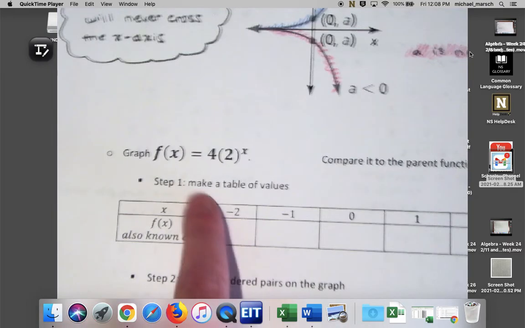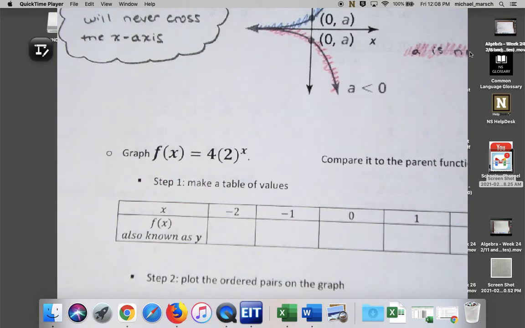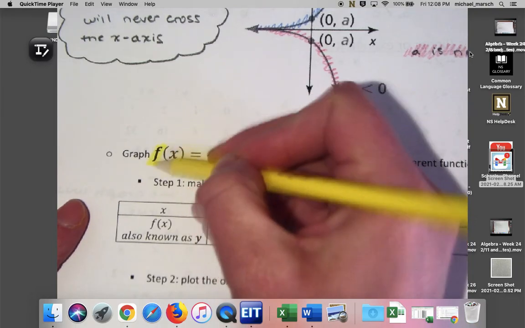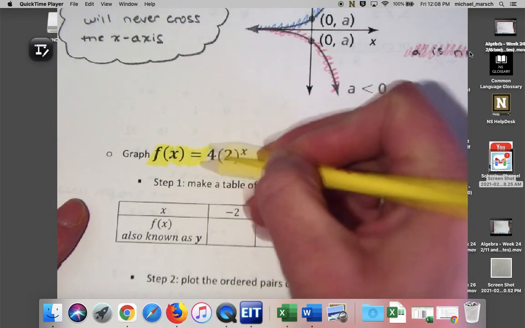So here's our function right here. Go ahead and color that in yellow. And that'll make sense in a second.